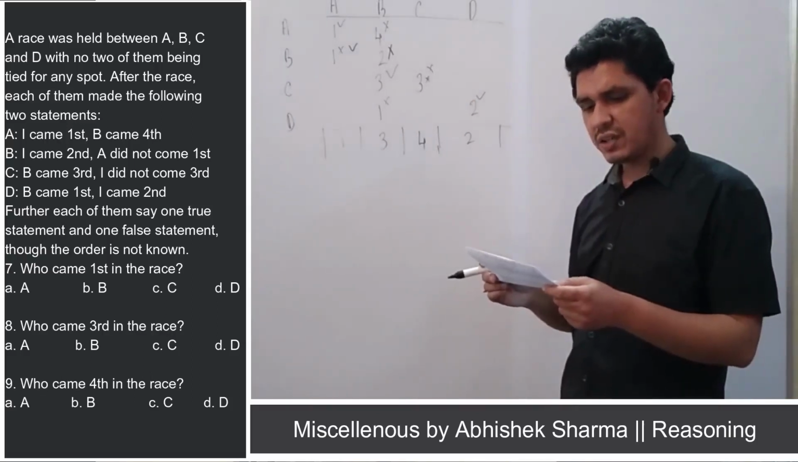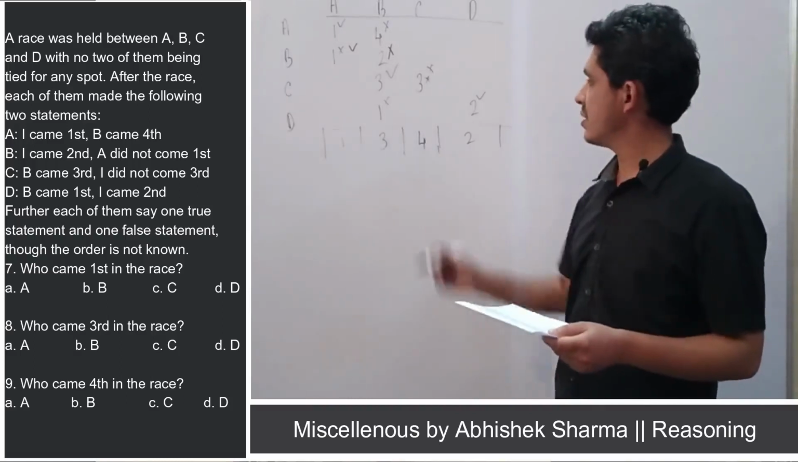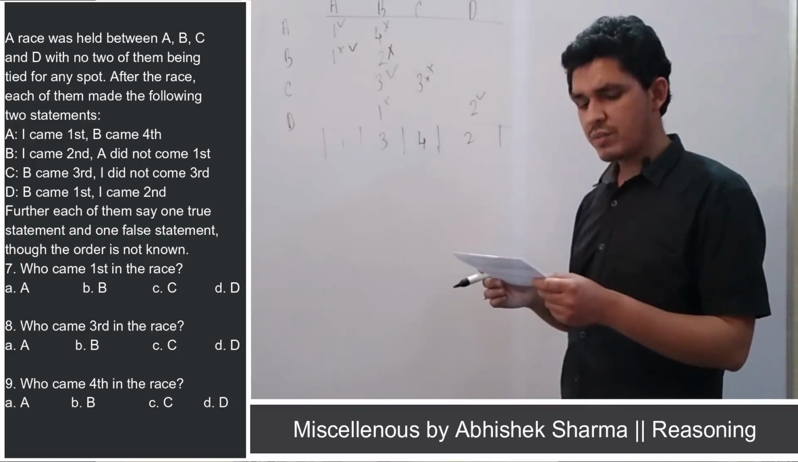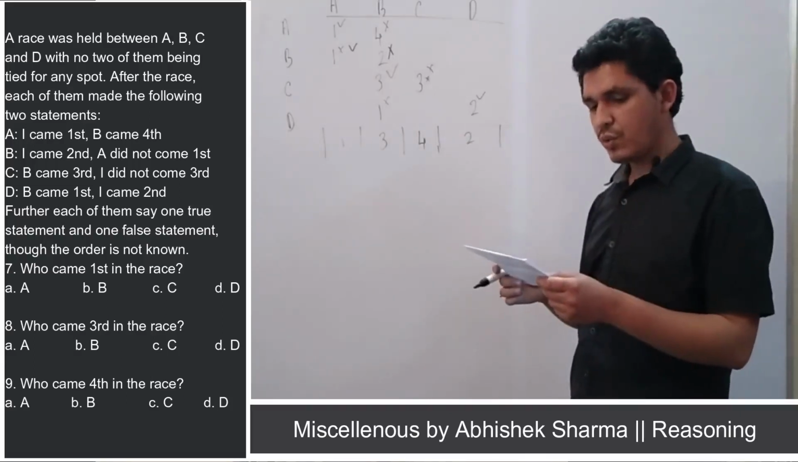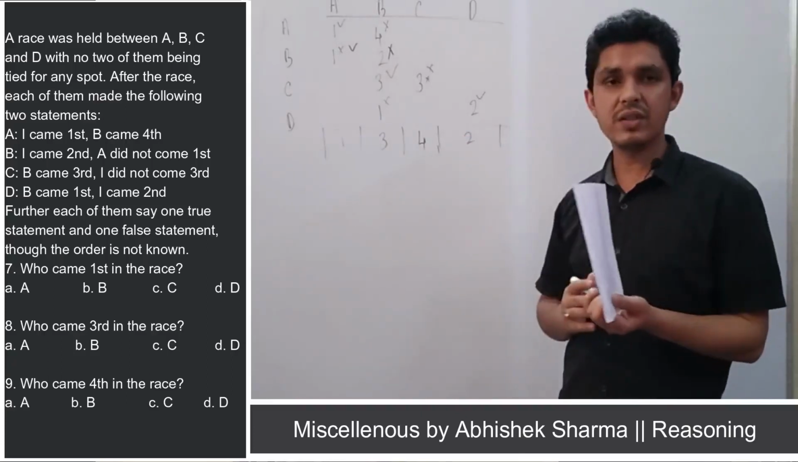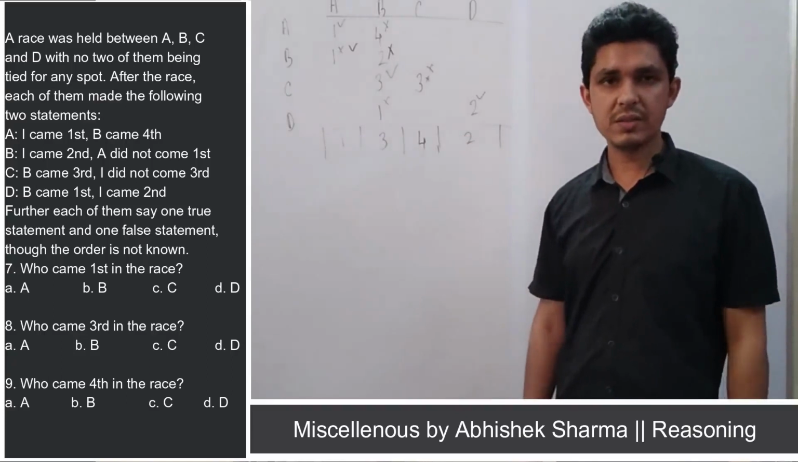So if we check here, question number 11, who came first in the race? The answer is A. Question number 12, who came third in the race? The answer is B. Who came fourth? The answer is C, right? Okay, coming to one more question like this.